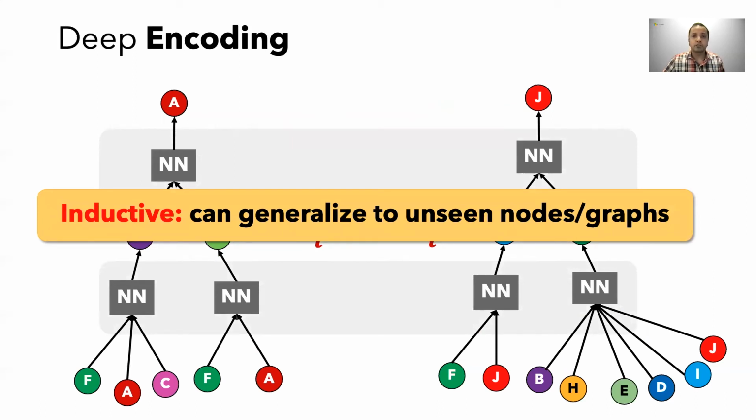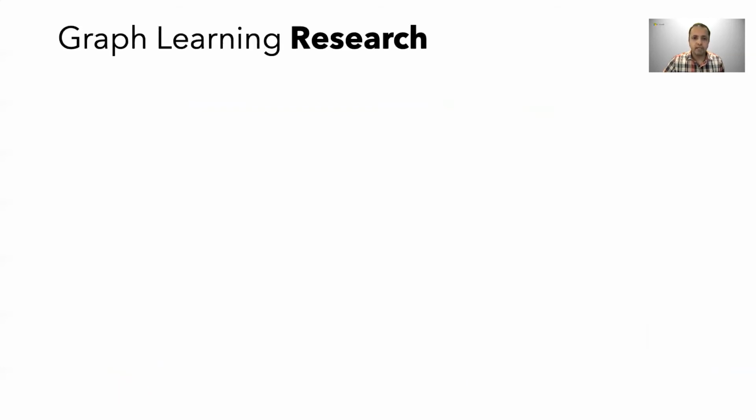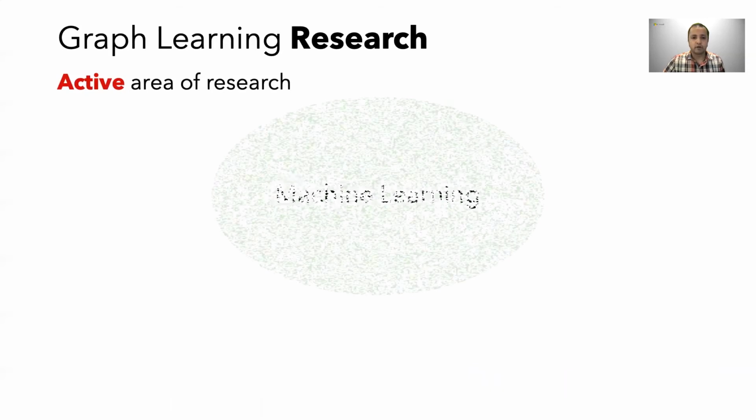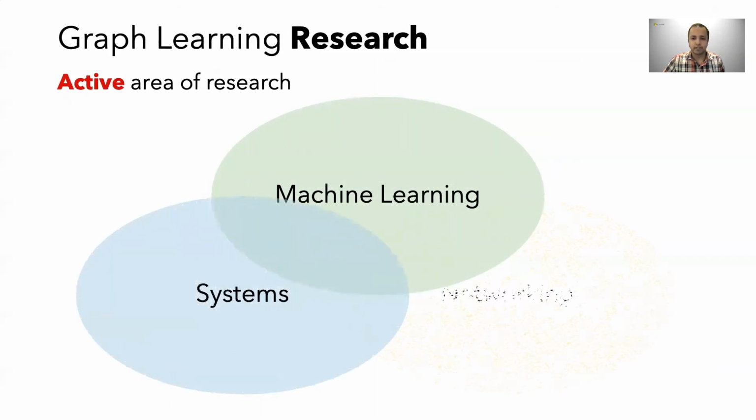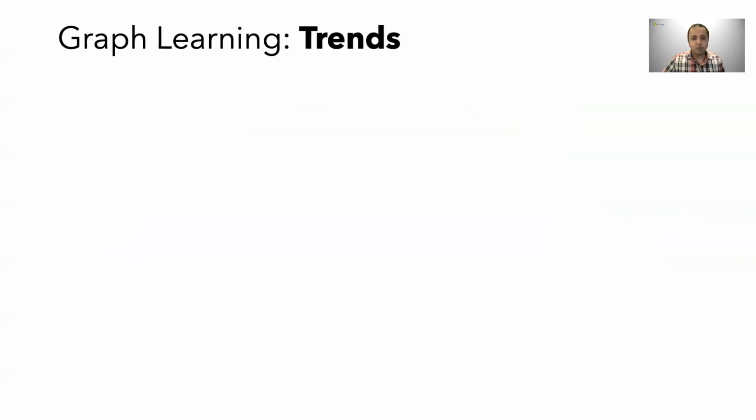Further, they can also use node features, unlike shallow encoders, which results in better performance. Graph learning is a very active area of research with an interdisciplinary nature. It is one of the fastest growing sub-areas in machine learning and has started becoming popular in the systems and networking community. The reason why graph learning has invoked interest in the systems community is twofold.